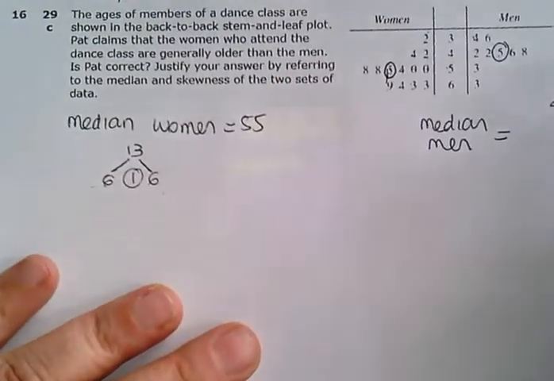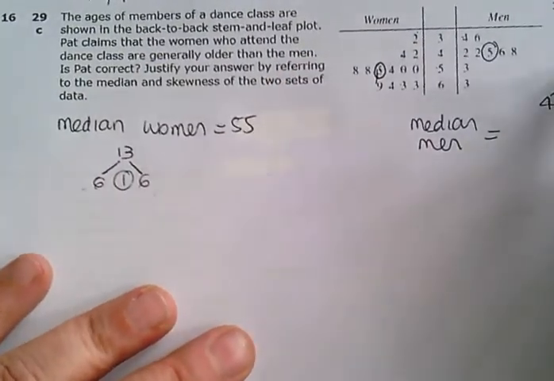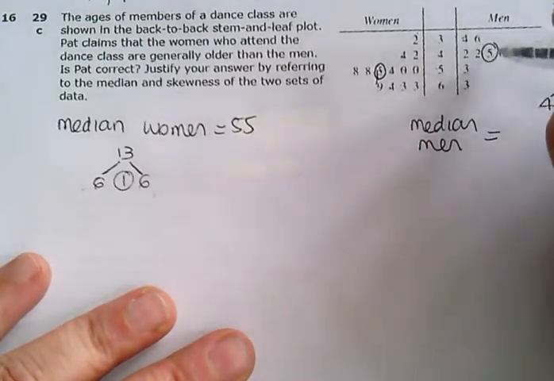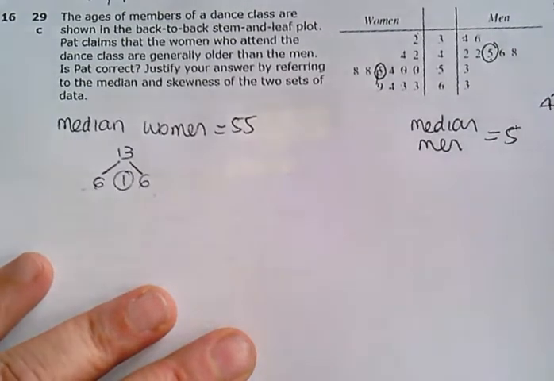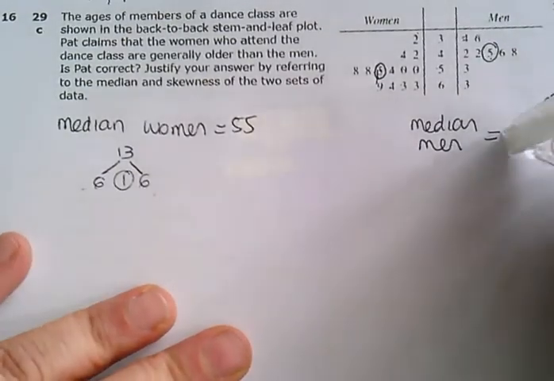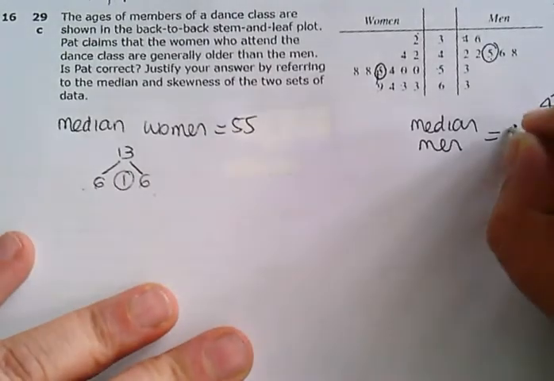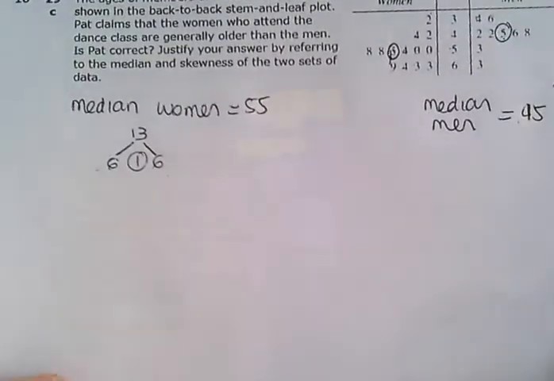The median for the men, sorry, I've already started that here. 9 men, 4 on the left, 4 on the right, 1 in the middle. So it's the 1, 2, 3, 4, circle the number. So the median for the men is 45. So it does look like the median for the women is 10 years older. But let's look at the skewness.